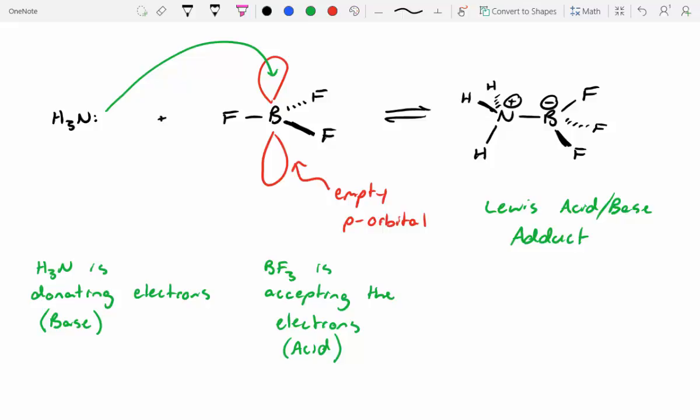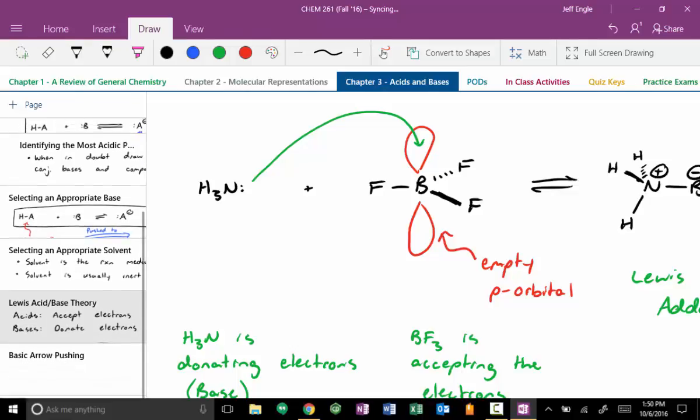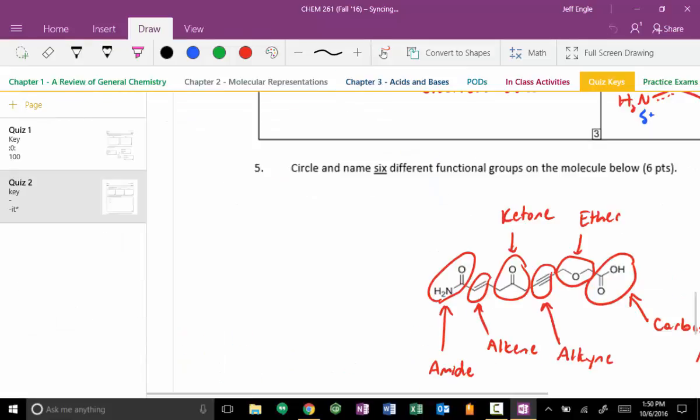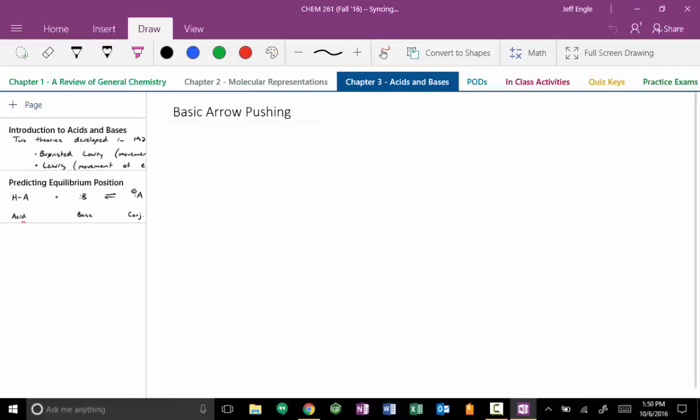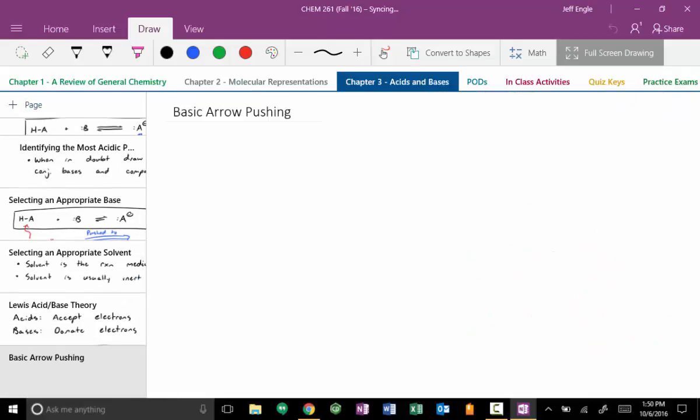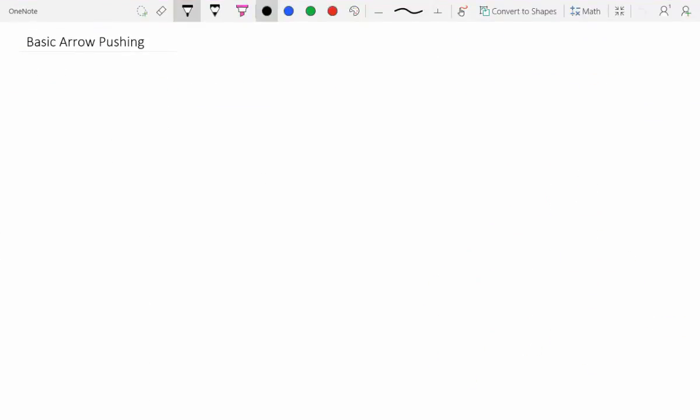All right, let's review a little bit of some arrow pushing rules and some new nomenclature as well. So if we think about this general reaction, where we've got our base with its lone pair, got some electrons.